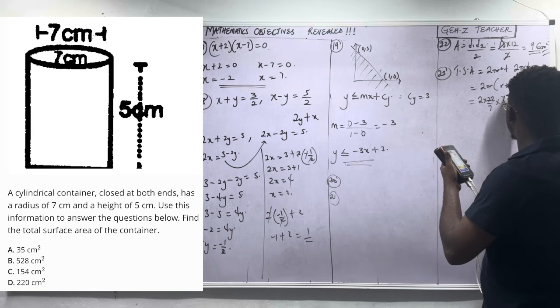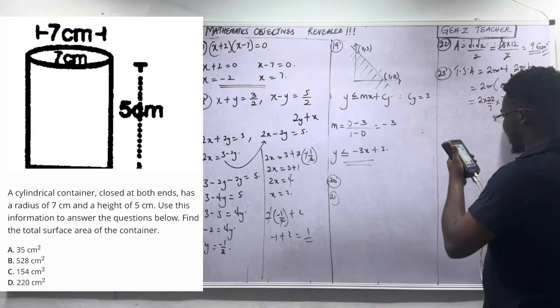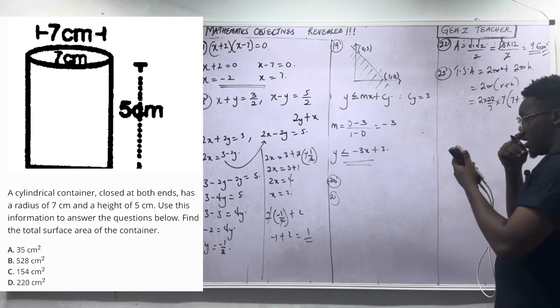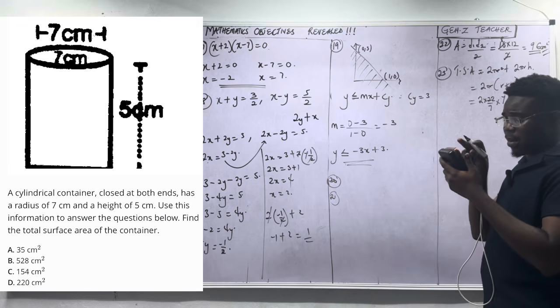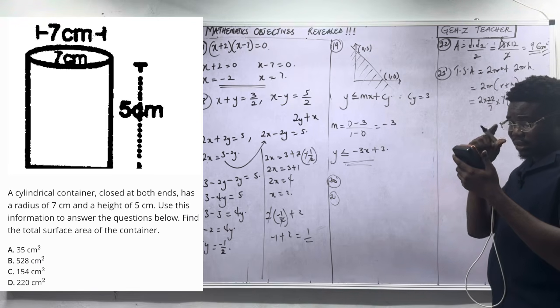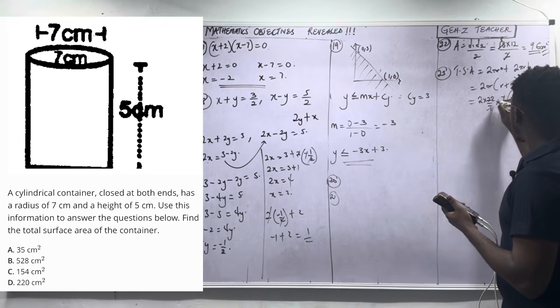So we have 7, then 7 plus the height is 5. Now, don't mistake the diagram. Although 7 looks like the diameter there, they said in the question that the radius is 7 cm. So 7 takes out 7.